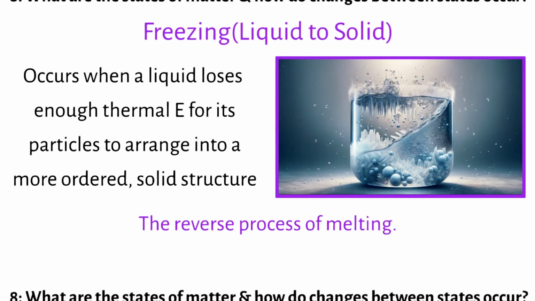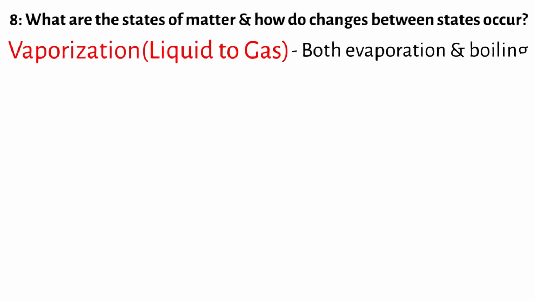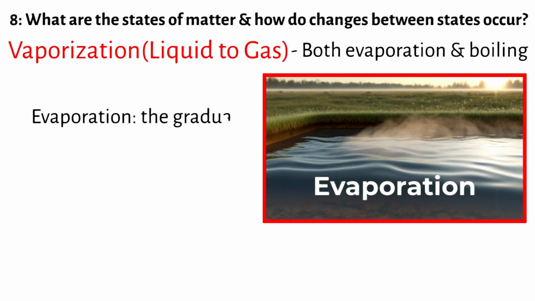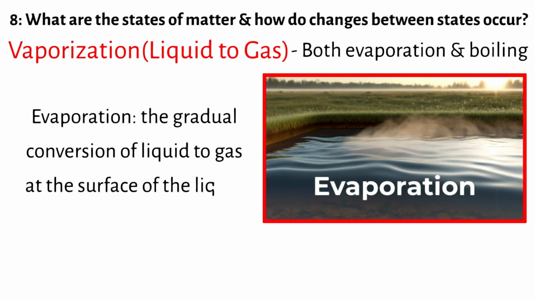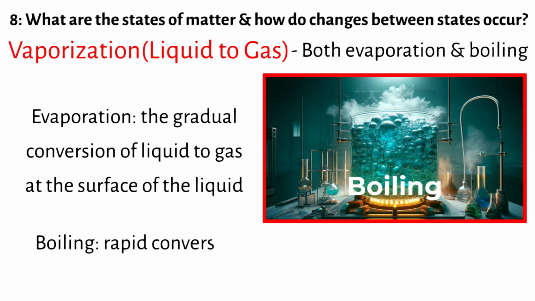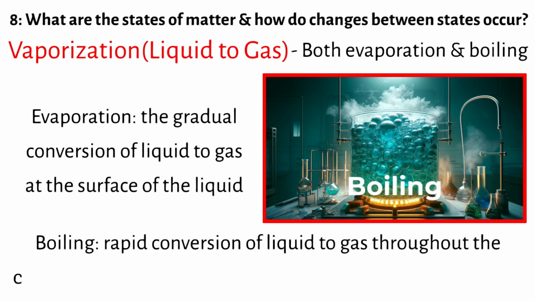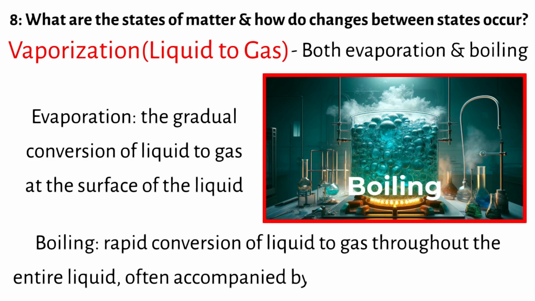structure. Vaporization includes both evaporation and boiling. Evaporation is the gradual conversion of a liquid to gas at the surface of the liquid, while boiling is the rapid conversion of liquid to gas through its entire volume, usually accompanied by the formation of bubbles.